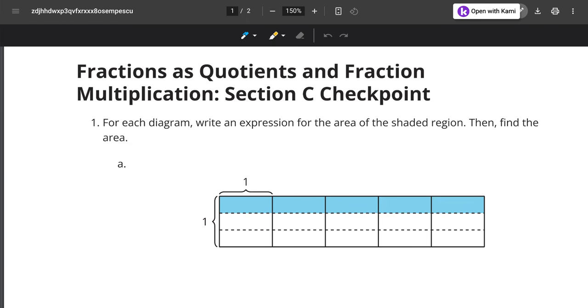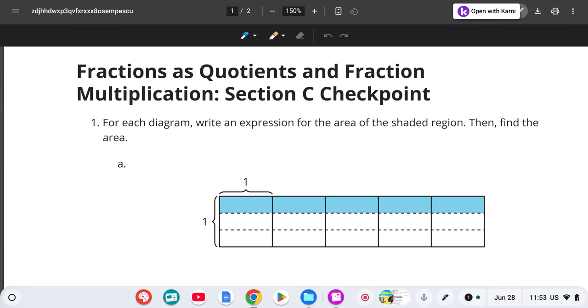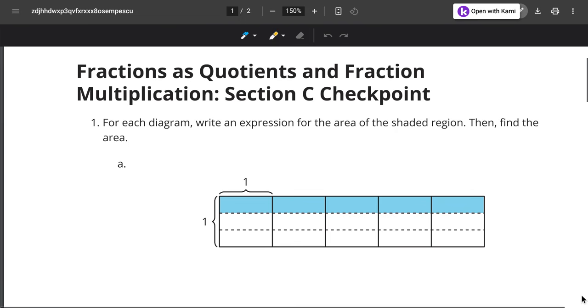For number 1, we're going to look at this diagram, write an expression, and then find the area. That means we'll utilize our expression to actually get to our answer. Notice there are really two tasks here: write an expression and find the area. So let's start off with number 1.